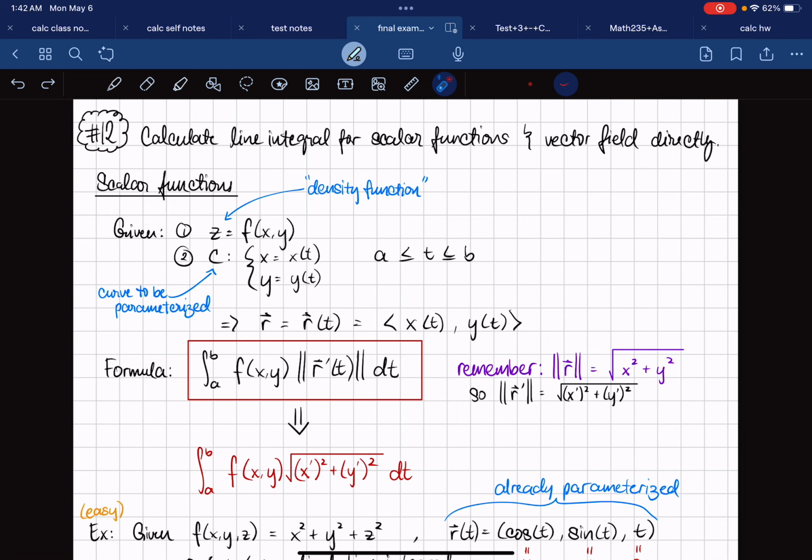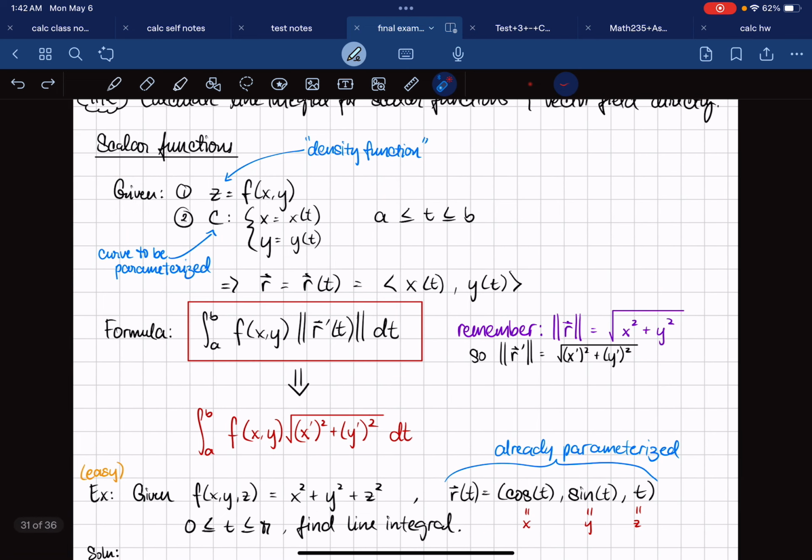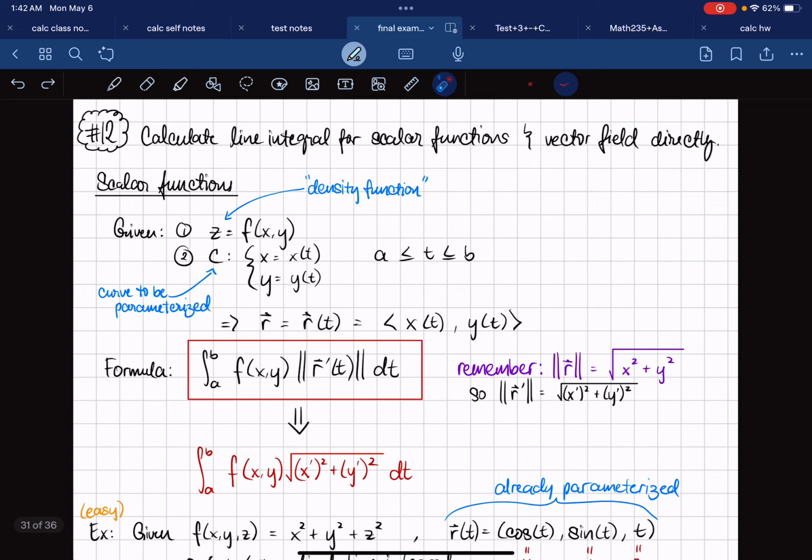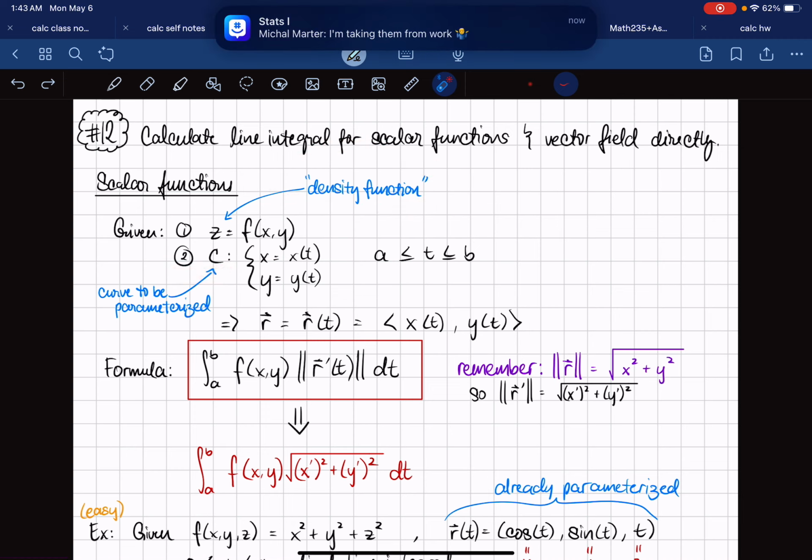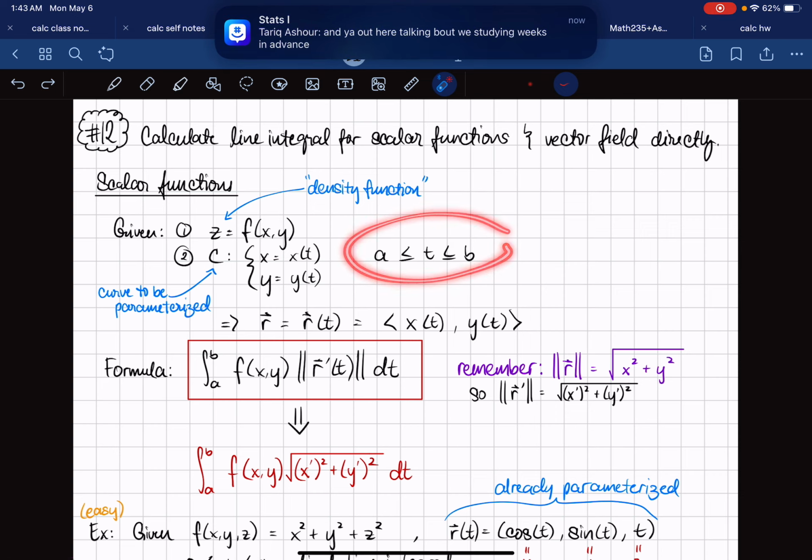Scalar functions first, right? What we're gonna be given is z equals f of x y, which is called our density function. And we're also going to be given a C, which is really equal to r, and r of t is equal to x of t and y of t. And then we're going to be given bounds, right?